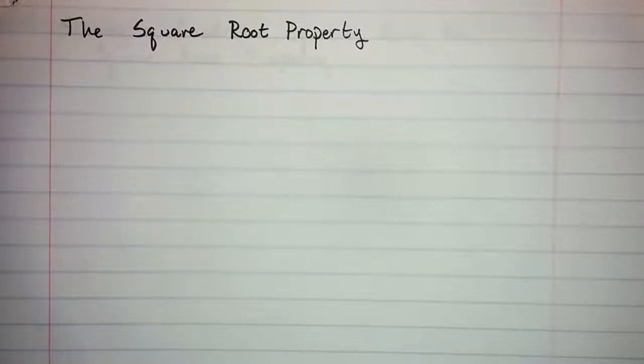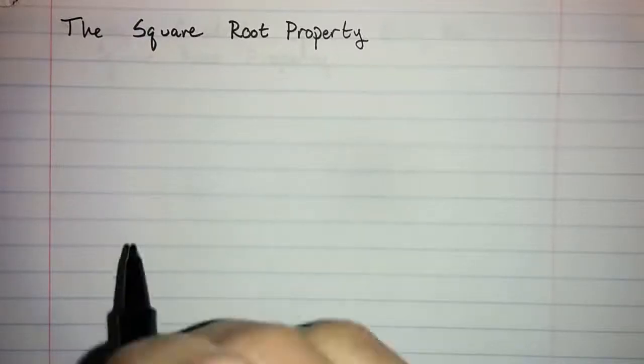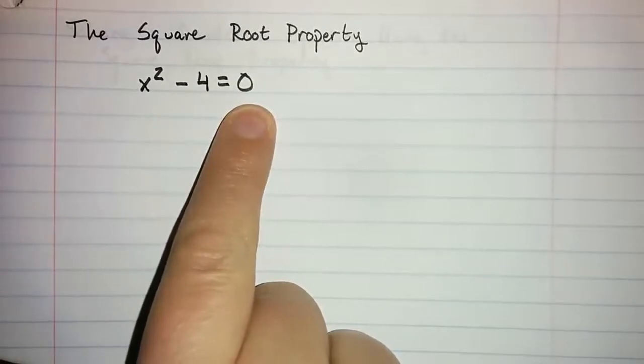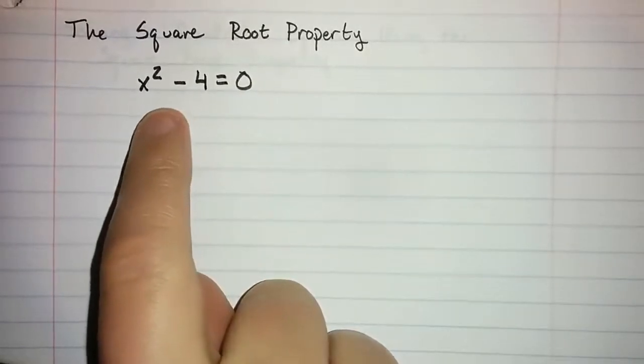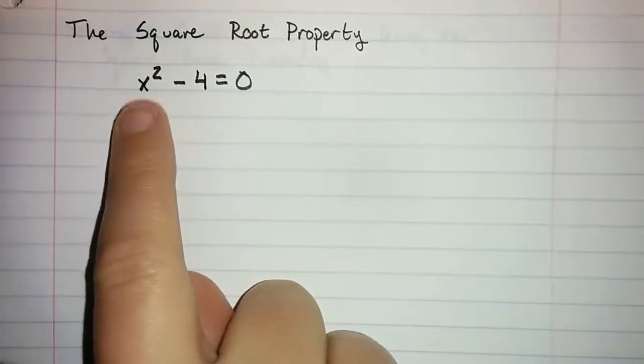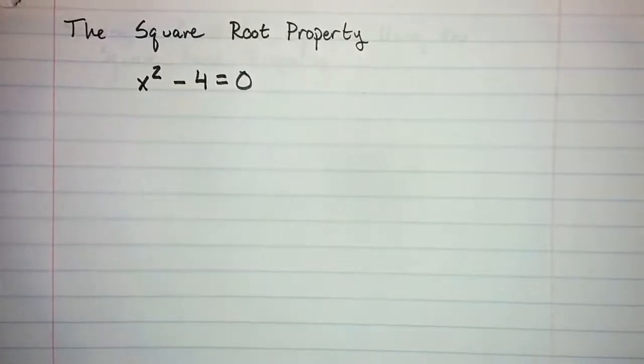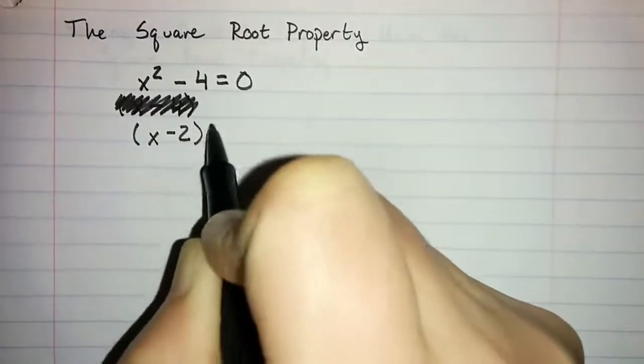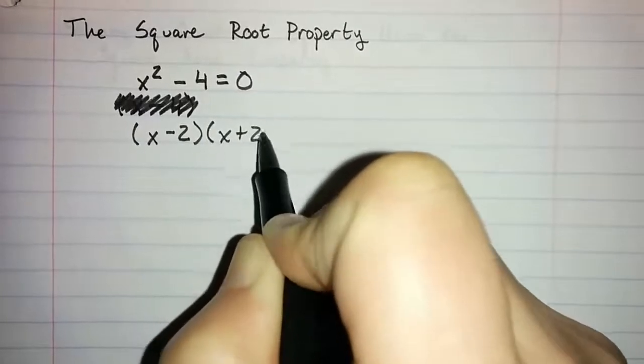Let's consider this quadratic equation. X squared minus 4 equals 0. Now we know how to solve this by factoring, right? This is a difference of squares, so we know how to factor this. We get factors x minus 2 and x plus 2.